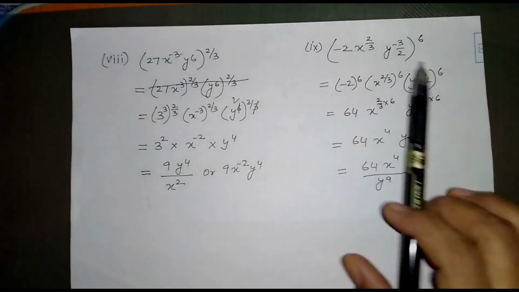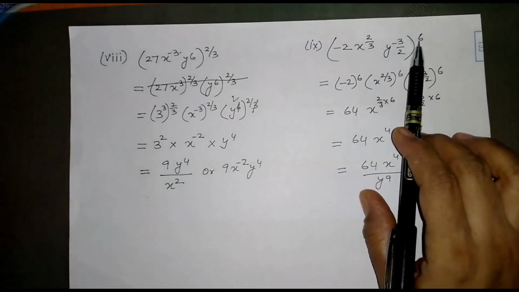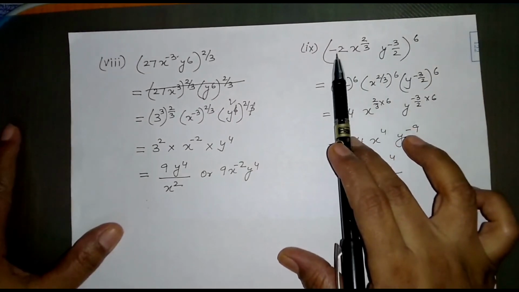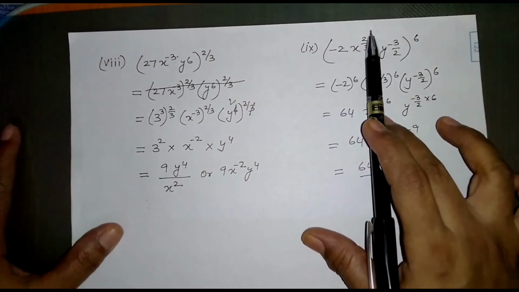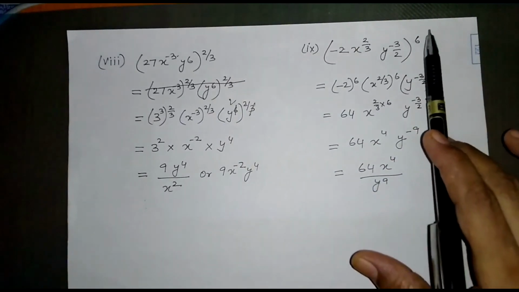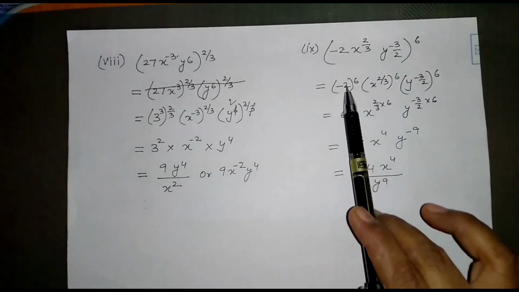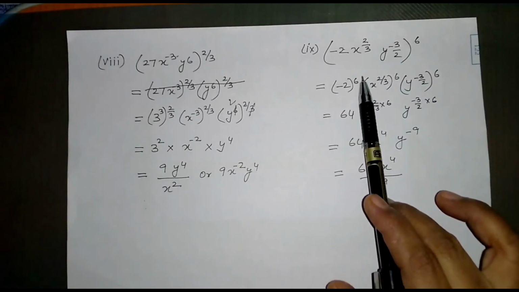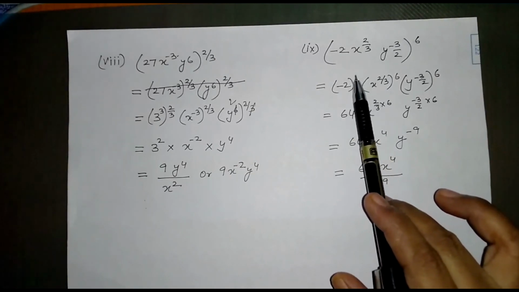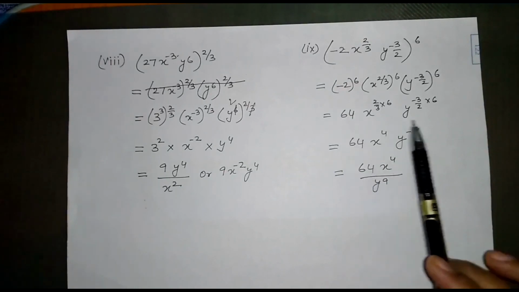Our ninth and last term, again this power is given to different terms. 3 terms we have, minus 2 x raised to the power 2 by 3 y raised to the power minus 3 by 2. So each one is given power 6. Now minus 2 raised to power 6 is 64. Since this is even power, the negative sign will go away and we'll have 64.